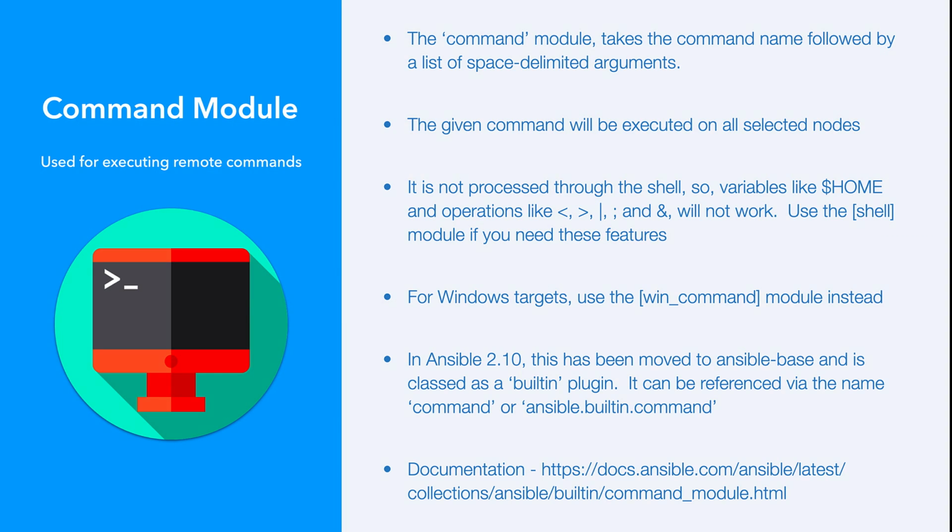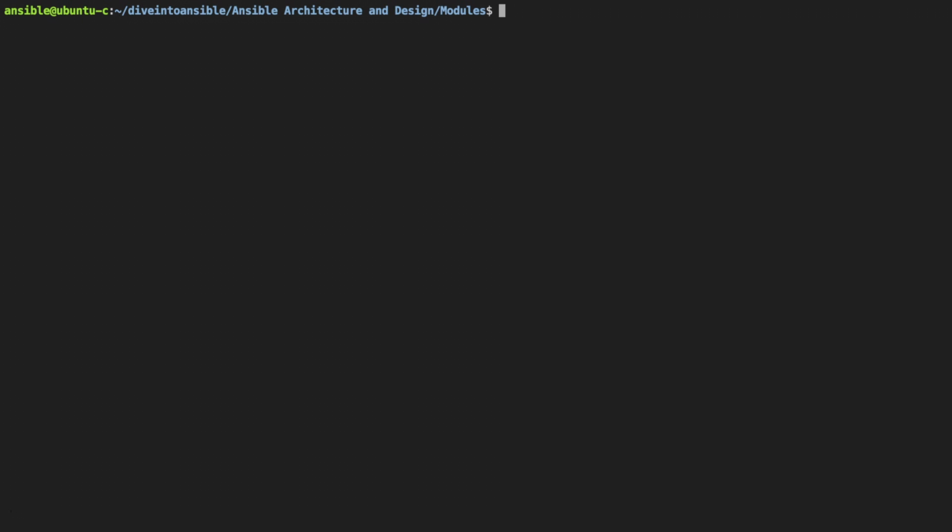We've mentioned this previously, and this is one of my favorites, the command module. Something to consider when using the command module: it doesn't pass shell command variables such as $HOME or redirection operators. If you wish to use these, you should look at the shell module instead. Again, just to recap on its usage, let's capture the hostname from each of our systems. The command module is the default module, so we don't actually need to specify it, we can just pass the arguments that we desire. And here we'll also use the one-line option.